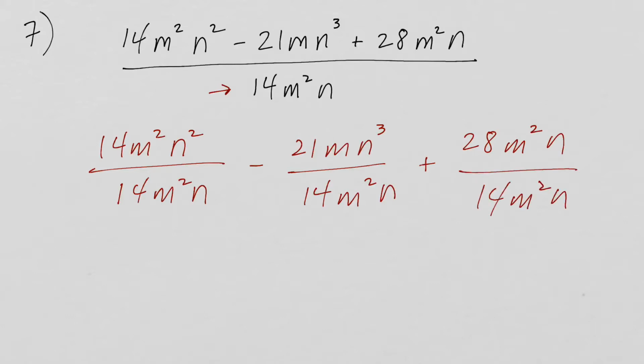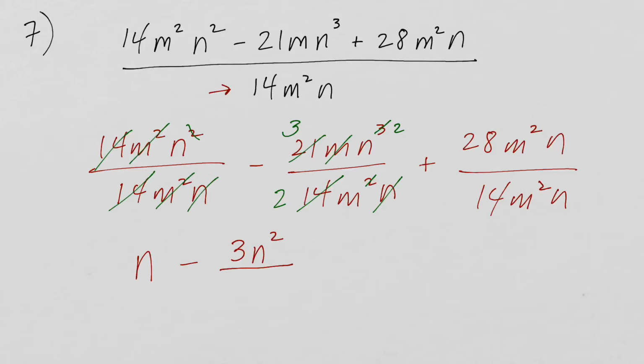Okay, in the first fraction, the 14's cancel, the m squareds cancel, this n cancels with one of those n's, so I'm left with just n minus. Okay, 7 goes into 14 twice, into 21 three times. This m cancels with one of those m's. This n cancels with one of these, making that a 2. So I'm going to be left with, let's see, a 3n squared over 2m plus.